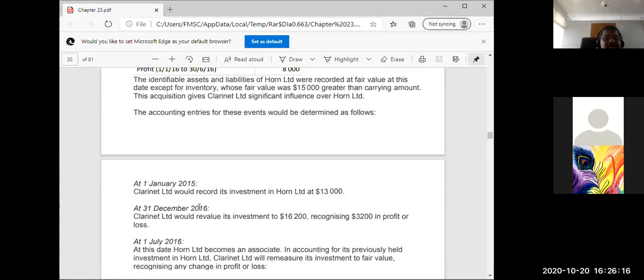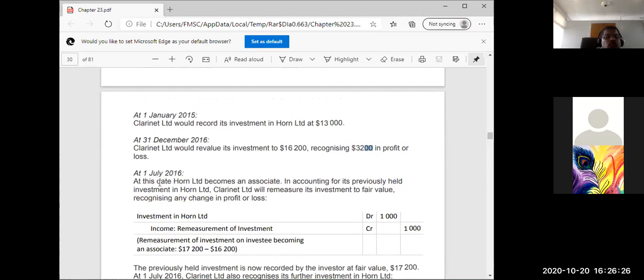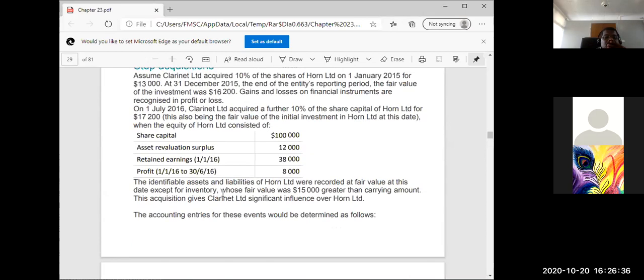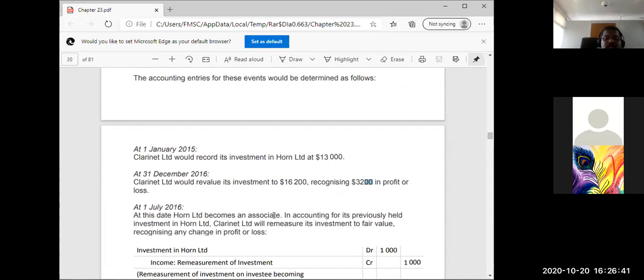But as at 31st December 2016, C Limited will record 16,200. The difference will be charged to the profit and loss, as I told you earlier. What would be the treatment at 1st July 2016 when C acquired another 10%? Because you acquired it on this date, you consider it as an associate. It becomes an associate in accounting for its previously held investment. C Limited will remeasure its investment to the fair value.